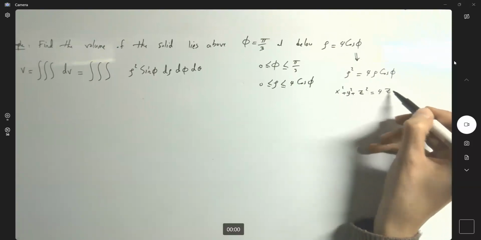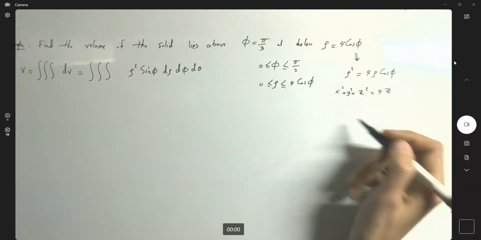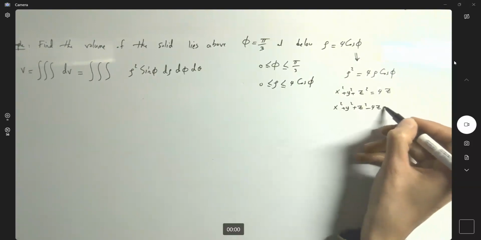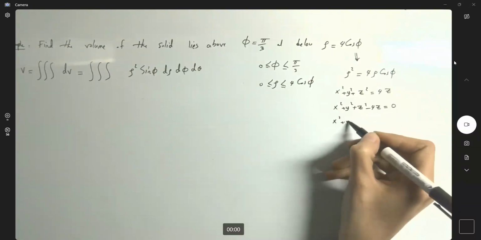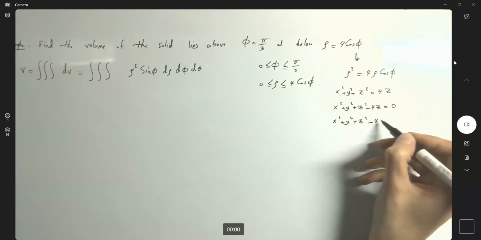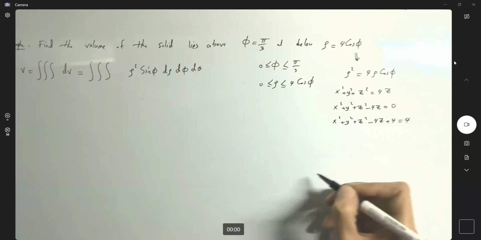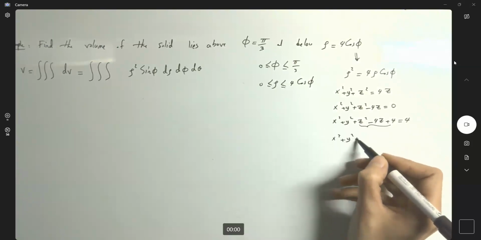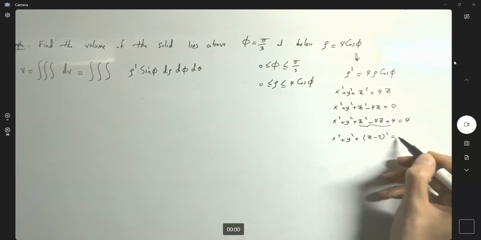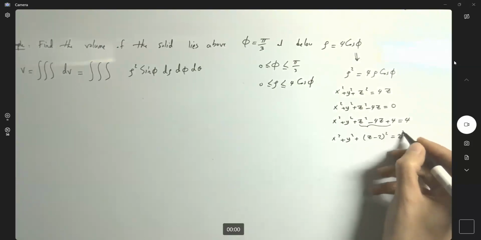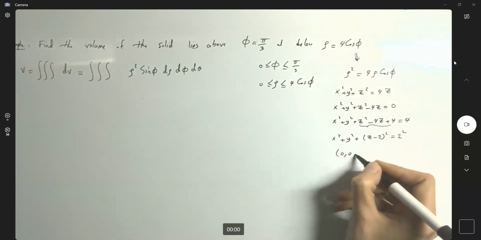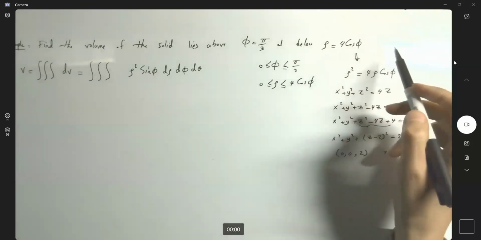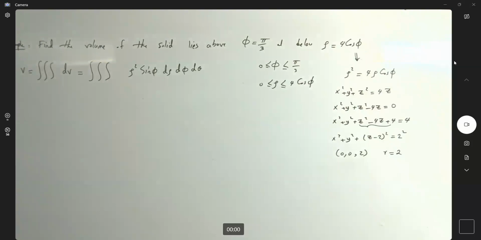So you have 4z. You can bring this to the other side and complete the square. You get x squared plus y squared plus z squared minus 4z equals 0, or x squared plus y squared plus z squared minus 4z plus 4 equals 4. You can use these three terms to complete the square on one side: x squared plus y squared plus (z minus 2) squared equals 4, or 2 squared. So as you can see, you have a sphere with center (0, 0, 2) and radius equal to 2. So you can convert everything from rho and phi into x, y, and z as well.